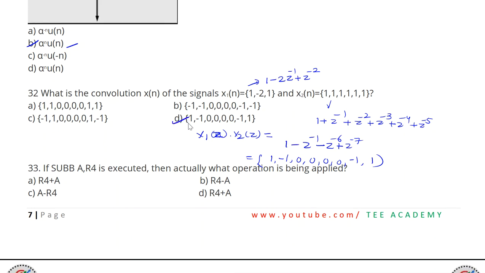Next one. If SUBB A, R4 is executed, then what operation is being applied here? Okay, SUBB, subtract with borrow, subtracts with a borrow the content of the register or some immediate value from the accumulator. So A minus R4 is done here. So this is the answer for this question.